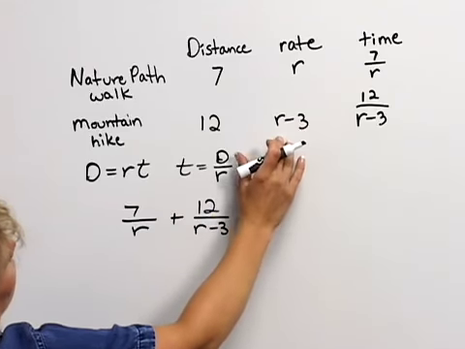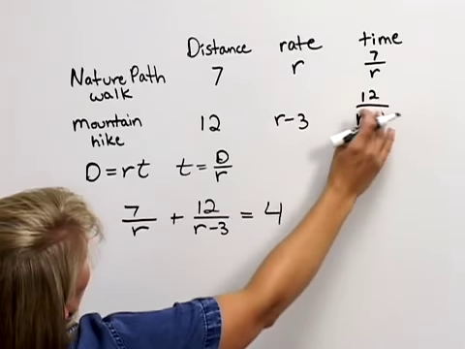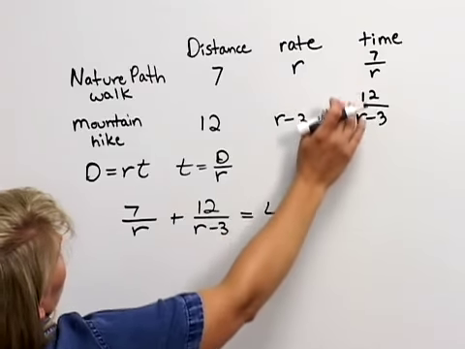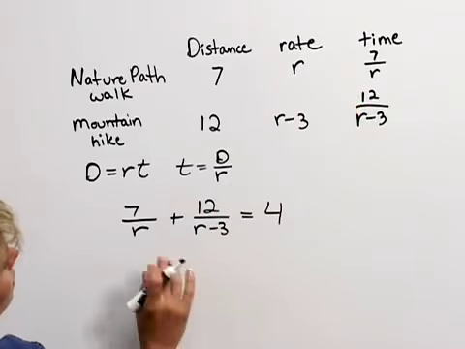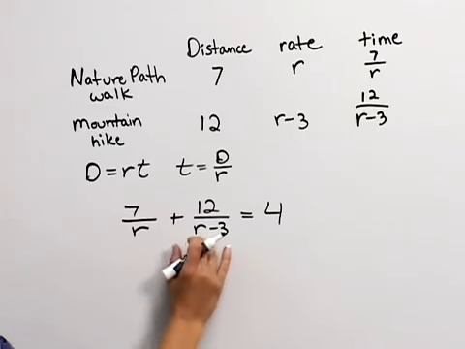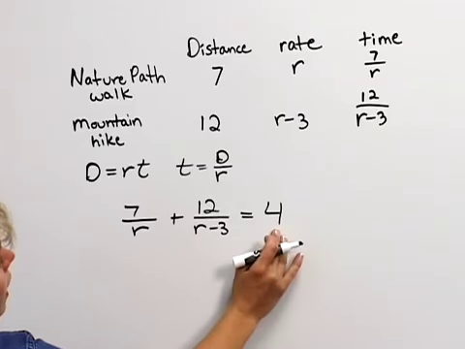On the mountain hike it was 12 miles and the rate was 3 miles per hour slower than what we walked. So that would be R minus 3. So the time would be 12 over R minus 3. Together, both of these events took 4 hours. So the time for the walk plus the time for the mountain hike would equal 4 hours.